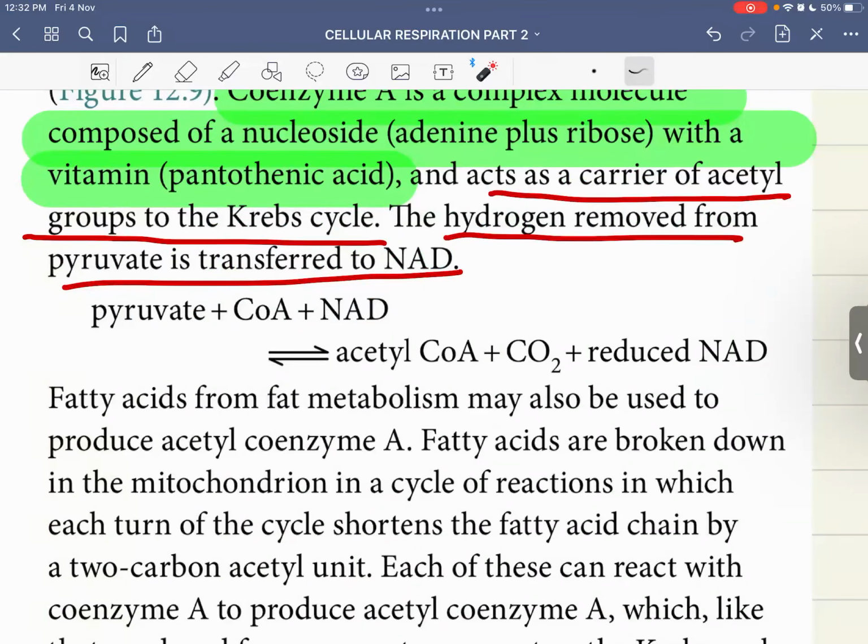So this is about it. This is the link reaction. Where does it take place? Yes, Abdullah? In the matrix. In the matrix of the mitochondria. Right. Good, then let me tell you this.